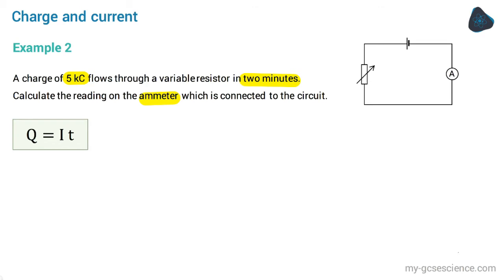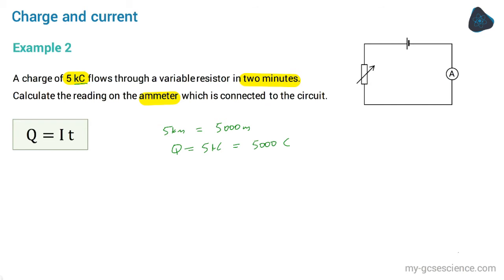This question is one that could cause a lot of students stress initially, the main reason being that little kC at the very start. Now think back to anything else which looks a little bit like that. How about kilometers? 5 kilometers, we all know, is just a distance of 5,000 meters. What that means is that a charge of 5 kilocoulombs is a charge of 5,000 coulombs.